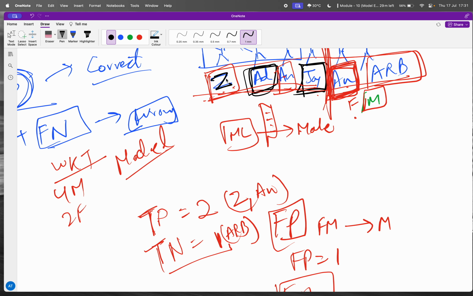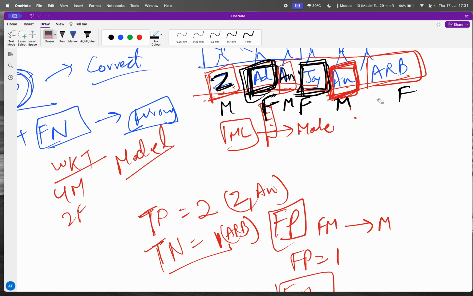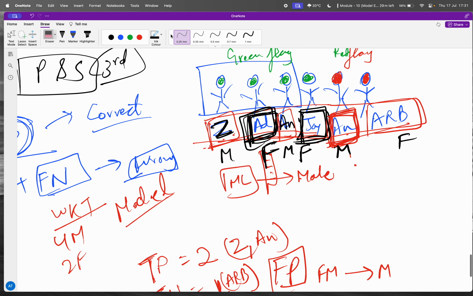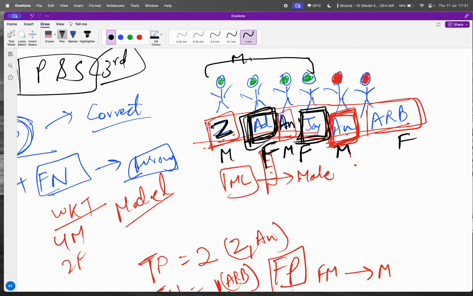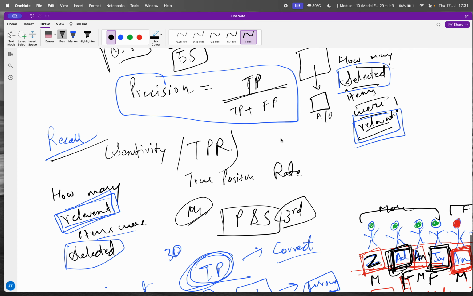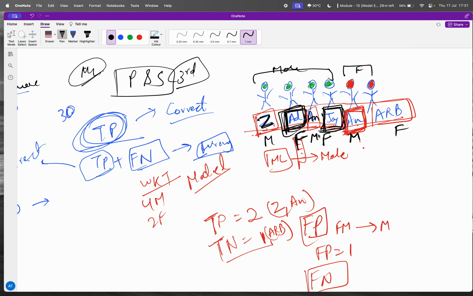So actually male were Zibrahin and Aniket, and they were predicted as male, right? But for these two, Aditya and Jayesh, were termed as female by our model. The black ones I have written here are given by the model. But actually, these guys were male and these two were female, right? So now we are talking about true positive, which means actually male and marked as male.